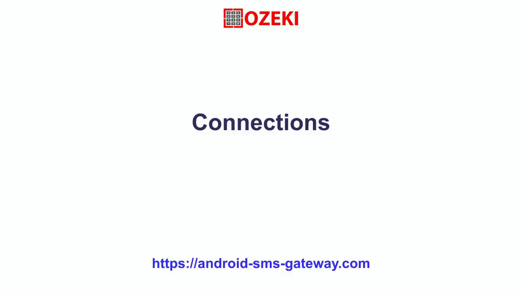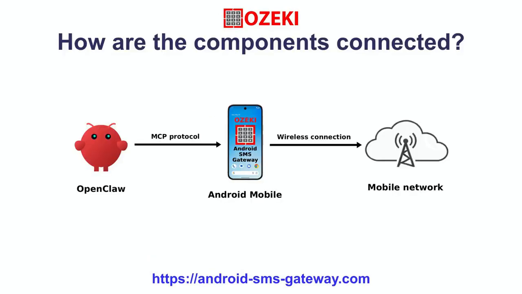How are the components connected? OpenClaw connects to the Android SMS Gateway using the MCP protocol, where OpenClaw is the MCP client and the Android phone is the MCP server. The Android phone connects to the mobile network via a wireless connection. When an SMS is sent, it first goes from OpenClaw to the Android phone using the MCP protocol, then it is sent to the mobile network by the phone.